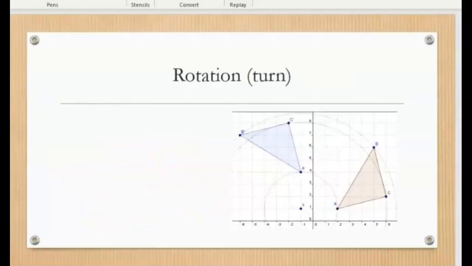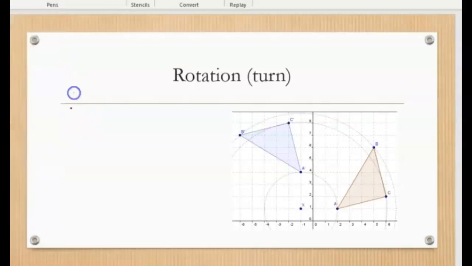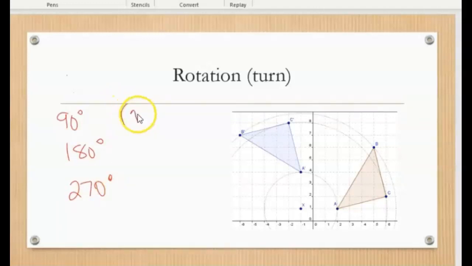All right, let's look at the next one. So we have a rotation. There are so many different angles you could rotate a shape. In this class, we're mostly going to be looking at 90 degrees, 180 degrees, and 270 degrees. They're all multiples of 90. And we have some special rules for doing that. I'm going to write them here, and we'll talk about them a little bit more, but I want you to have them on this slide.